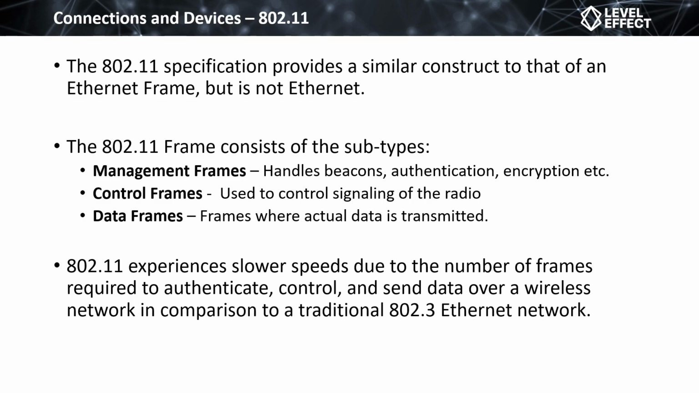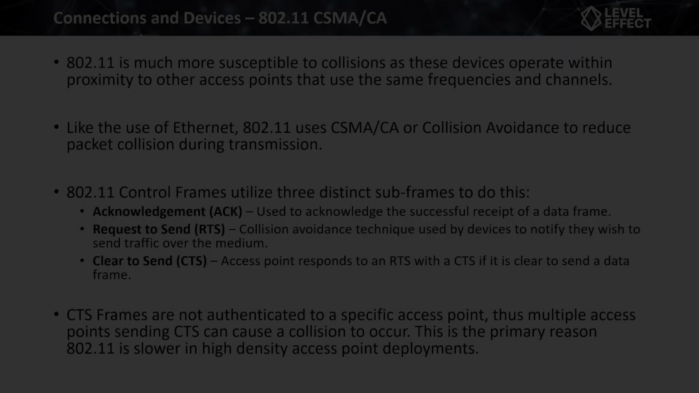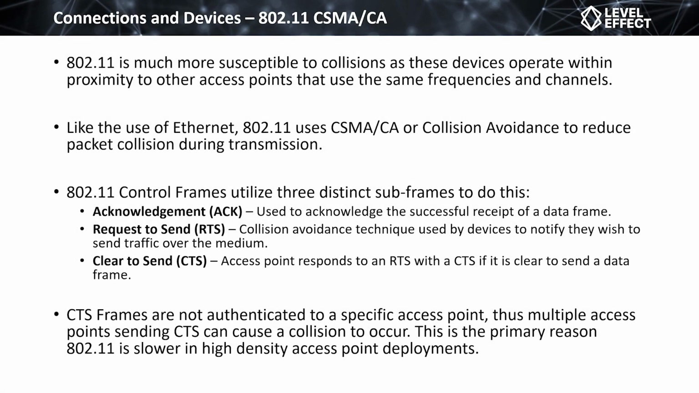As we'd expect, 802.11 just can't keep up with the performance of an 802.3 Ethernet network, because it takes considerably more packets between management, control, and data frames just to get one data frame over a wireless network than it would an Ethernet frame. Just like Ethernet, wireless uses carrier sense multiple access, but it uses collision avoidance instead of collision detection. And the reason it can use collision avoidance is because the specification, and particularly the use of control frames, provides a method to avoid collisions at all cost.